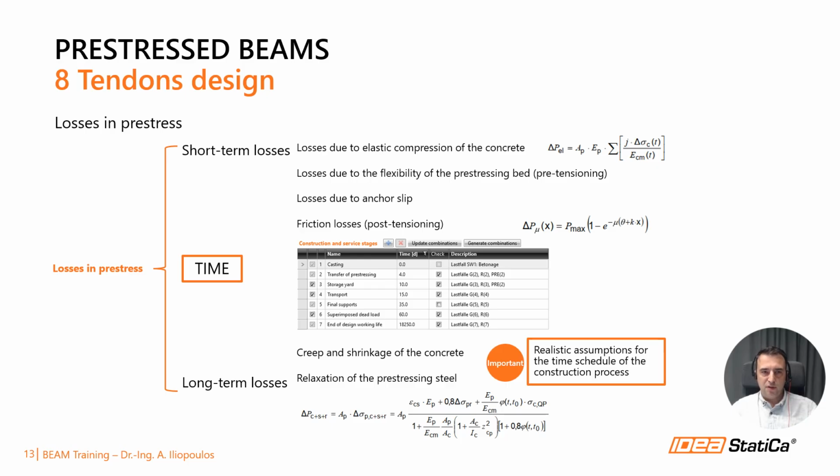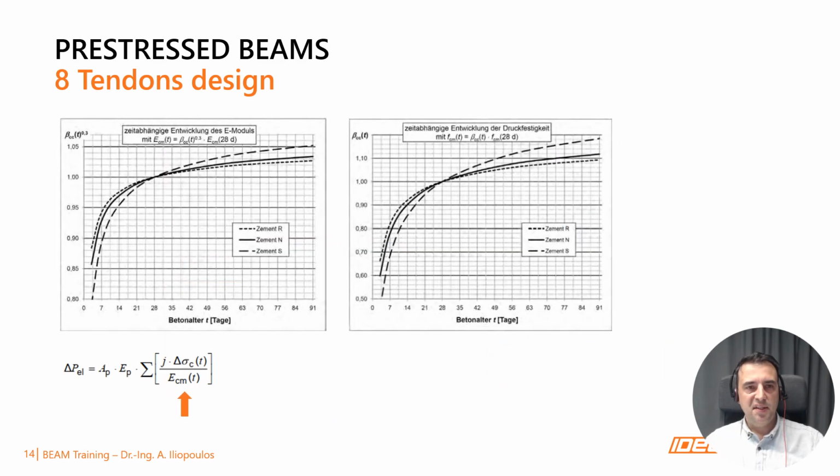Of course, whether it is short-term or long-term losses, time plays a crucial role here. Therefore, it is always important to make realistic assumptions about the construction stages. When discussing time, we often think of creep and shrinkage, but we sometimes tend to forget that the time evolution of compressive strength and elastic modulus plays an important role as well. So this slide shows the evolution of the elastic modulus and compressive strength of concrete over time. And Beam takes these parameters into account in its analysis.